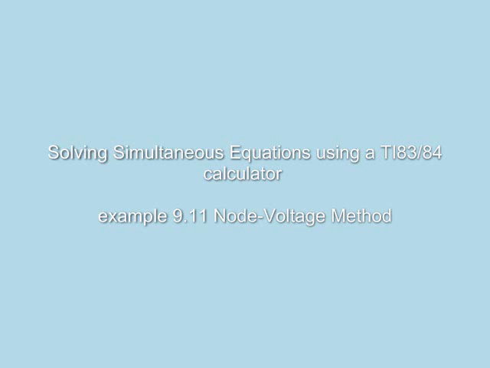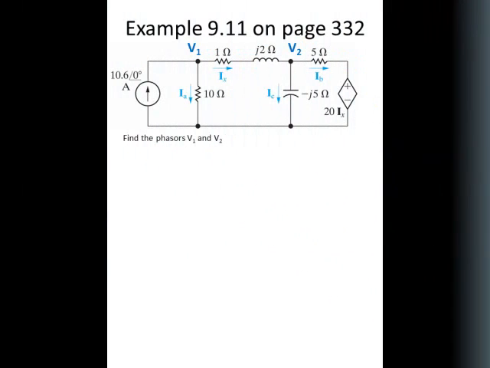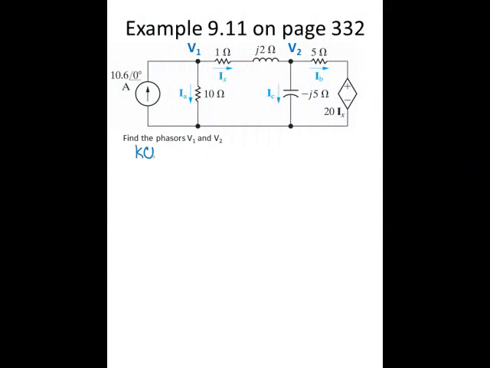Let's use example 911 on page 332 to demonstrate how to solve simultaneous equations with complex numbers using a TI calculator. First, we need to apply the node voltage method to determine the equations. We will write a KCL equation at node 1 and at node 2.